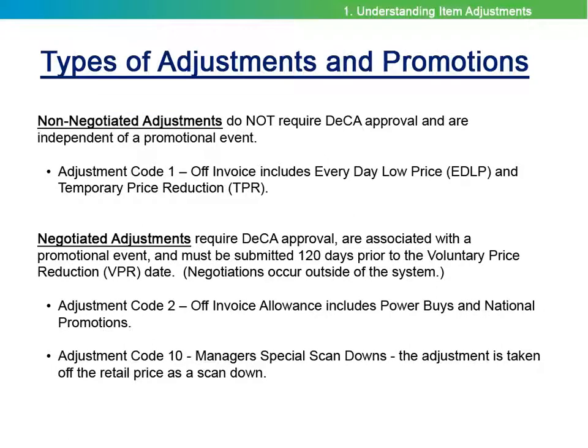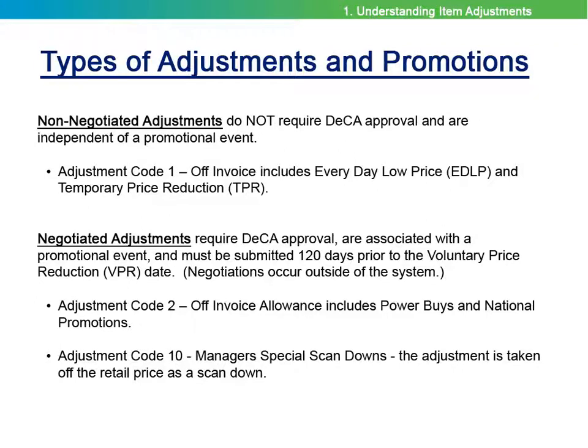Types of adjustments and promotions. Non-negotiated adjustments do not require DECA approval and are independent of a promotional event. Adjustment Code 1 off invoice includes everyday low price and temporary price reduction.